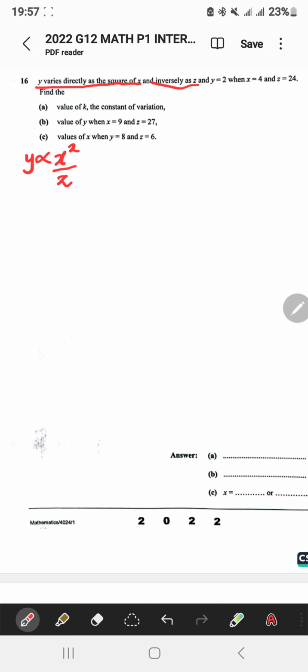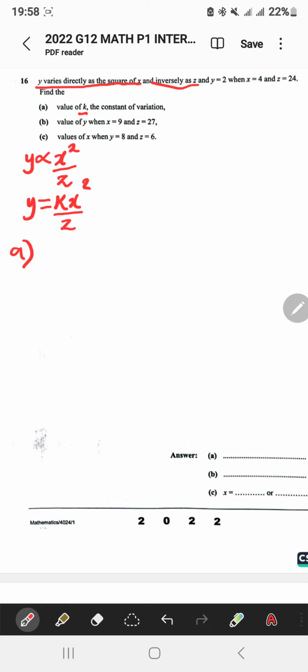After writing the expression, we are going to convert it into an equation. As an equation, it is written as y is equal to, and once we write the equal sign, we introduce k, which is the constant. So we have k x squared over z. This is the equation that we are going to use to answer all the given questions. So question A, we are asked to find the value of k, which is the constant of variation.